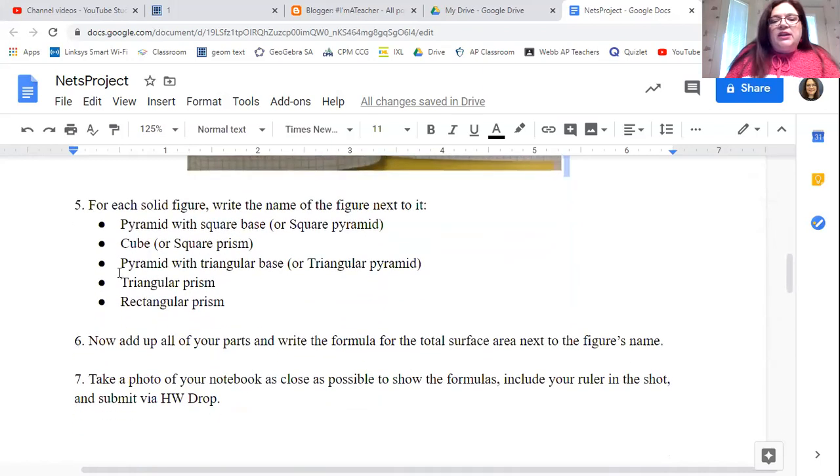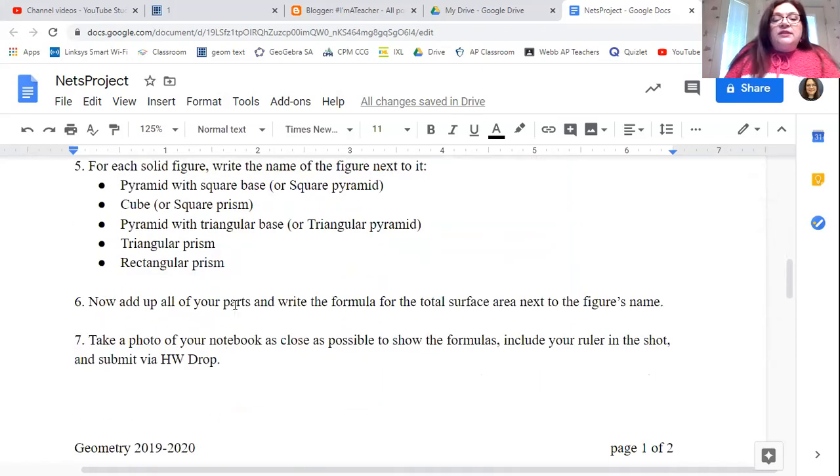Or maybe the week after, but we're going to exclude it from this first one. I want to make sure that you know how to then add up all the parts and write down the formulas for the total surface area. So if it's got 4 rectangles and 2 squares, or 3 rectangles and 2 triangles, whatever it is, add those up. And that's your formula for the total surface area.